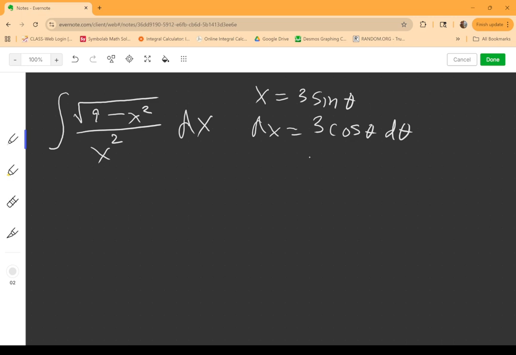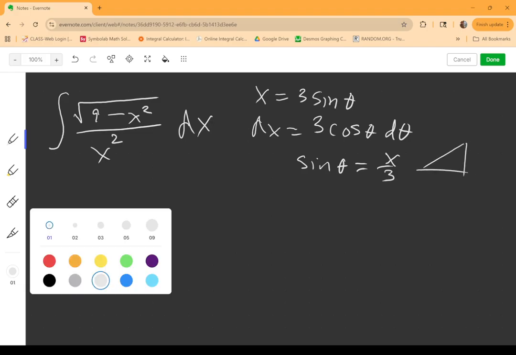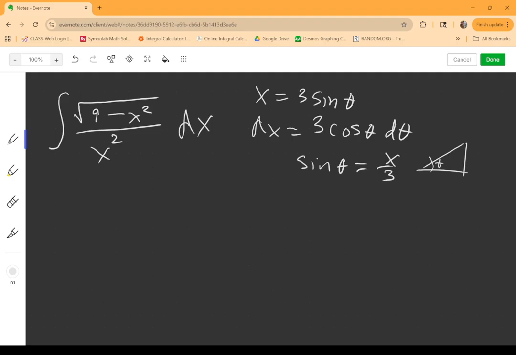And let me just draw the triangle here for reference. Sine of theta is going to be equal to x over 3, which means our triangle here looks like this. This is theta. Hypotenuse 3, x is the opposite, and then our adjacent is going to be the root of 9 minus x squared. Okay, so now we're ready here to substitute.